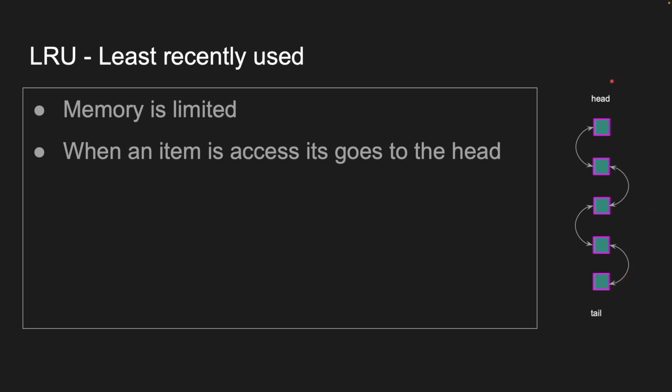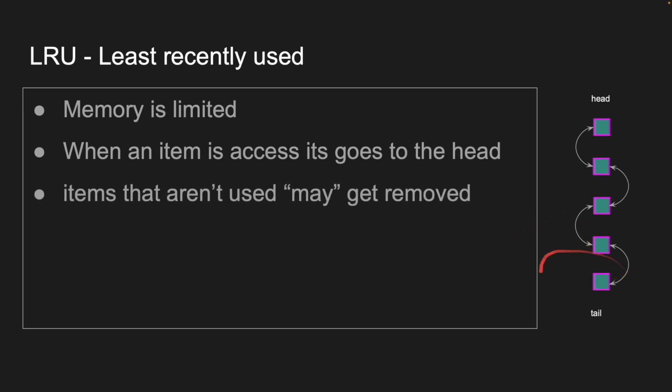So there is a cost to accessing an item. There is a cost of removing this chain, putting that back, pulling the head to this, pulling this guy to this guy, pulling this guy to this guy. That's how you do a linked list, right? So every time you access an item, it goes back to the head. So items that are not used will automatically be pushed down to the tail. And if the memory is out of reach, basically, these items will be removed from the tail.